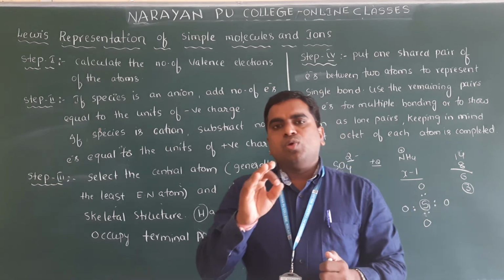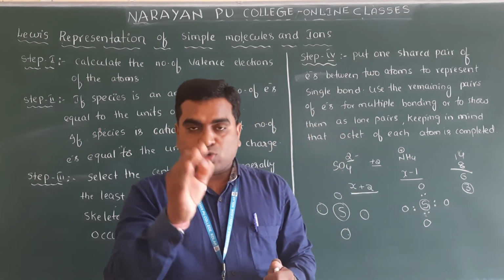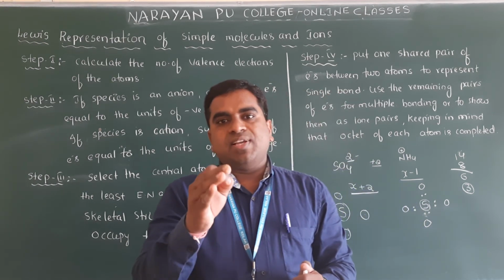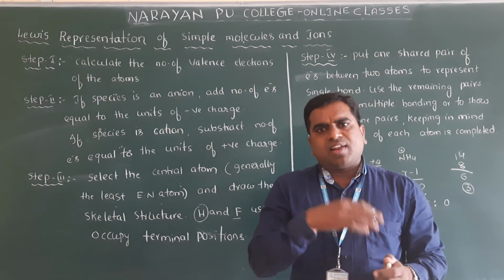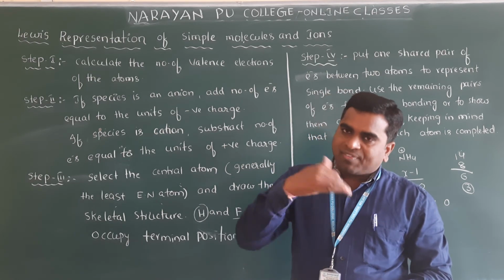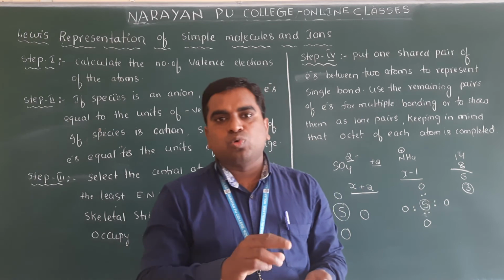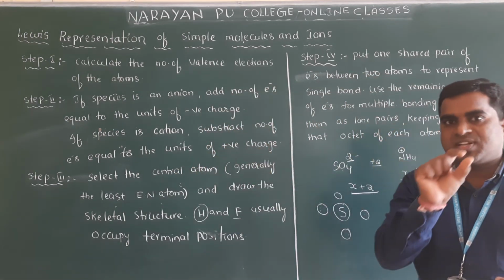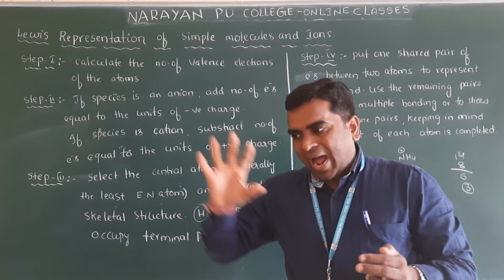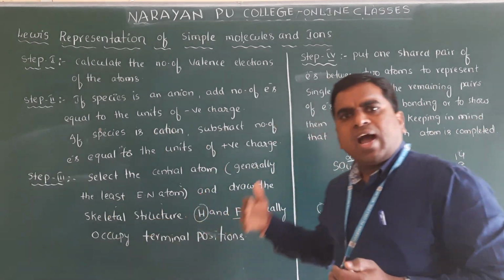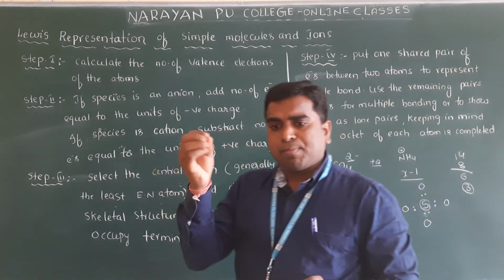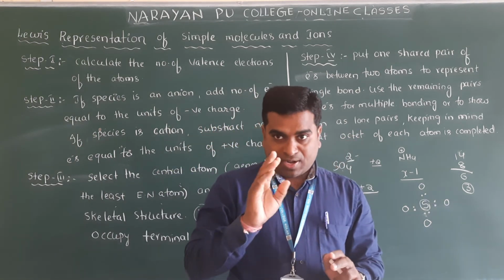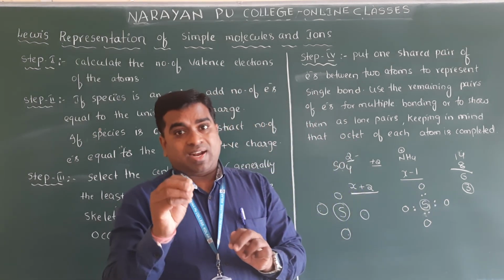And the third one, you have to select the central atom. Usually the less electronegative atom acts as the central atom, and then write the skeletal structure. After writing the skeletal structure, fourth, you have to put one pair between the central atom and terminal atoms to represent the single bond. The remaining electrons are used for multiple bonds, and if multiple bonds are not required, keep them as lone pairs. And remember, each and every atom should get the octet.